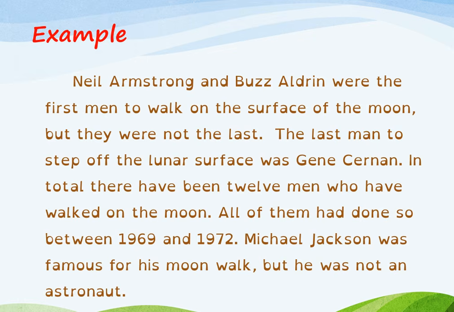Okay, so take a few seconds by yourself to read that first sentence again and the last sentence, and try and think of some words that are repeated often in the paragraph. So Neil Armstrong and Buzz Aldrin were the first men to walk on the surface of the moon, but they weren't the last. That's our first sentence. Let's reread our last sentence. Michael Jackson was famous for his moonwalk, but he was not an astronaut.